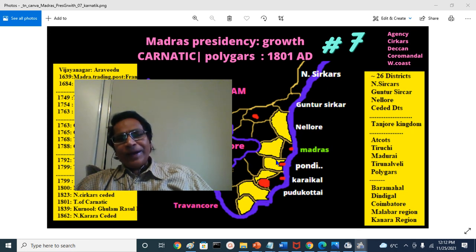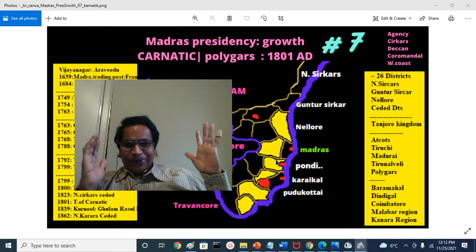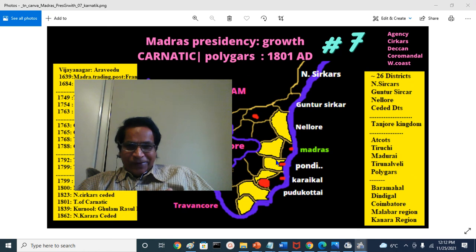And we will continue further musings of all these events, 7 events at a time, so that you will have a bird's eye view of what happened in that spatio-temporal pattern of the very big Madras Presidency of British East India Company.